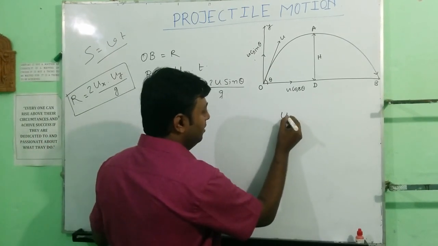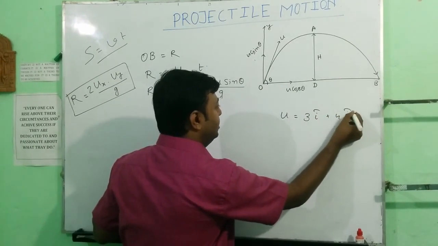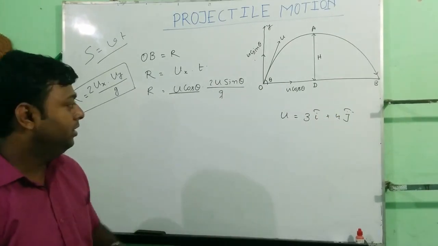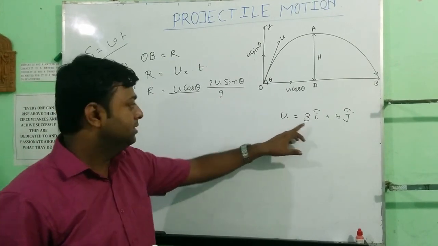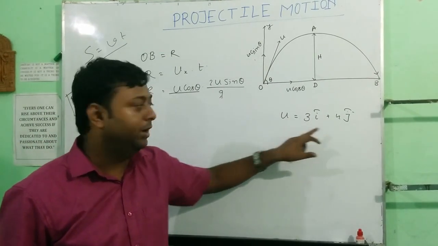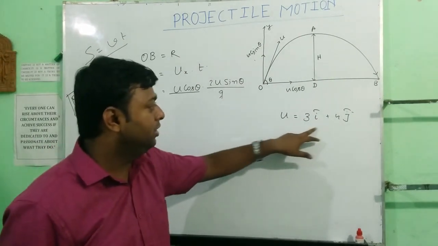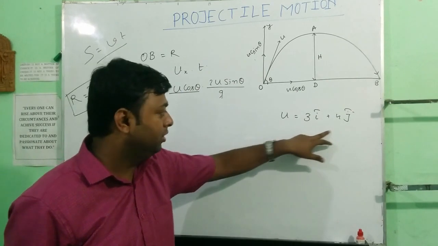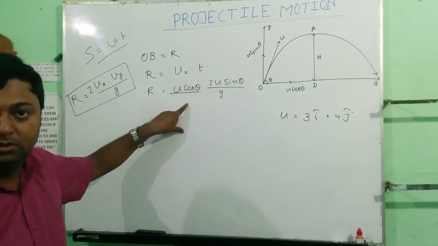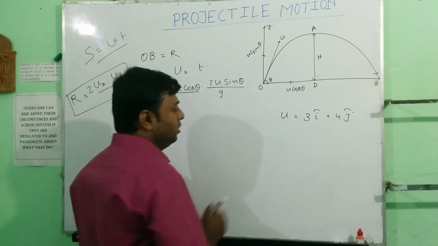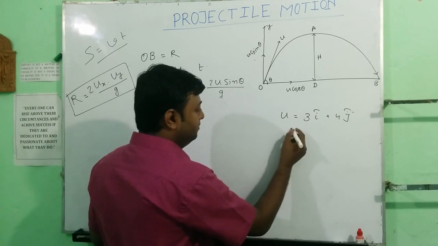The problem is u equals 3 i hat plus 4 j hat. The particle's initial velocity is 3 i hat and 4 j hat. Find out the range. Here theta is not given. Theta is not given, so how do we find it by this formula? It is very easy.